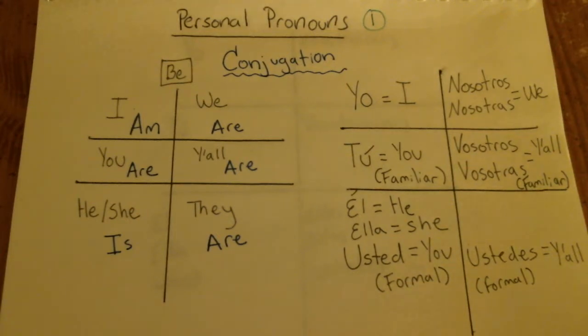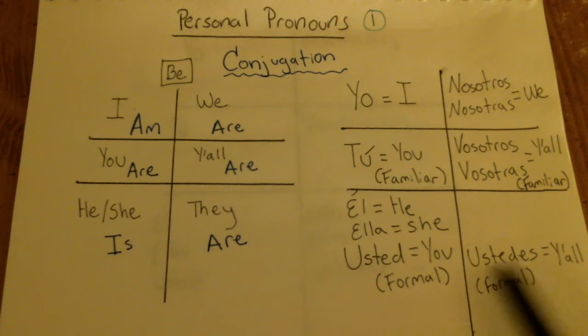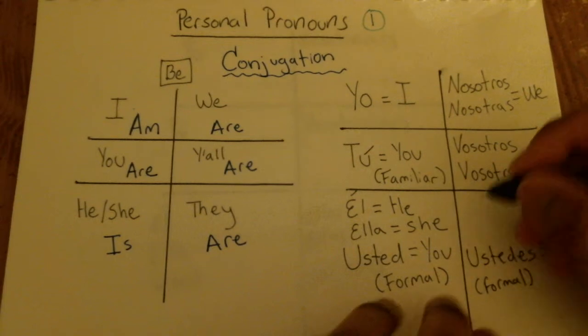Now, an easy way to remember the difference between vosotros and ustedes is this. If you look at usted, that's the way to say you in the formal sense. Well, just add an es at the end. Now it's plural. Usted, ustedes. So this is just the plural way of addressing a person in the formal sense of the word. Okay? Now let's move on.